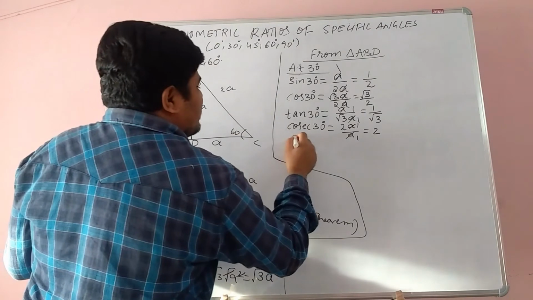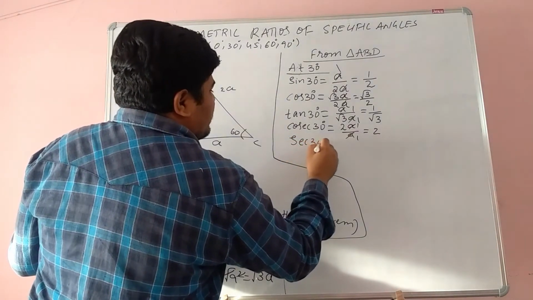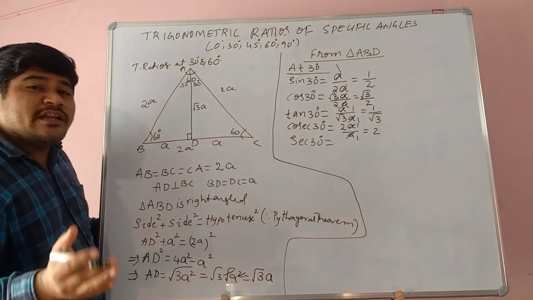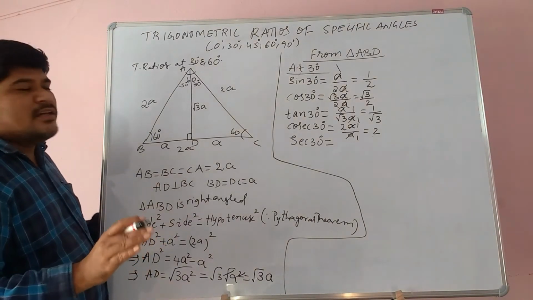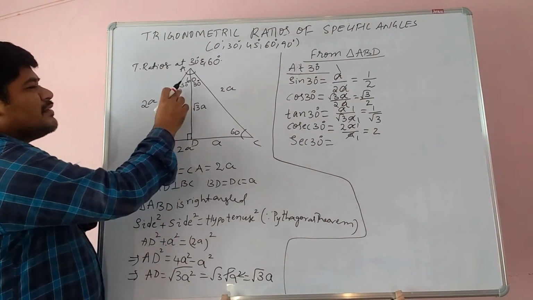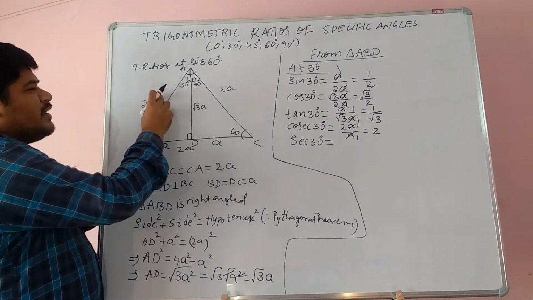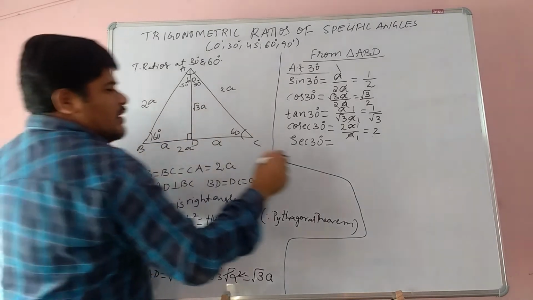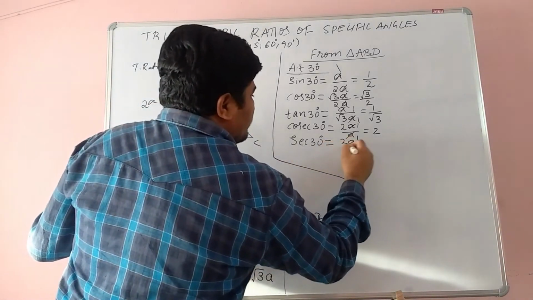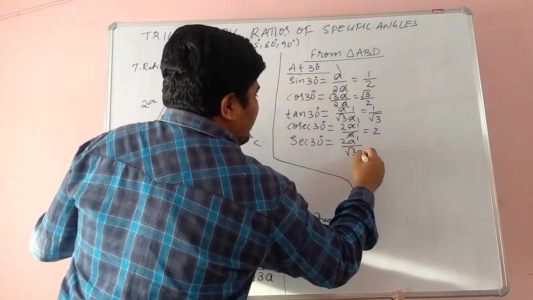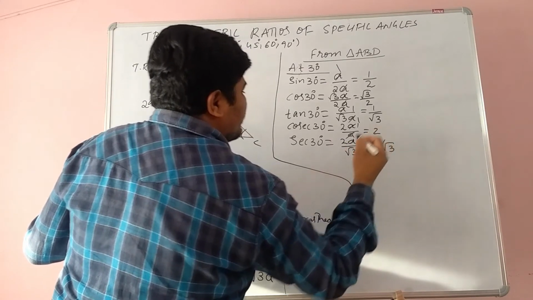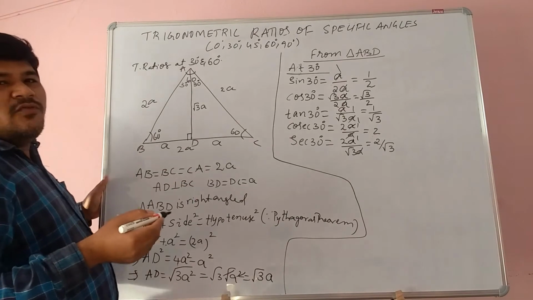Now secant 30. So what is secant theta? Hypotenuse by adjacent side. So secant 30 degrees is hypotenuse by adjacent side, 2A by root 3A. A cancels. What we got here is 2 by root 3.